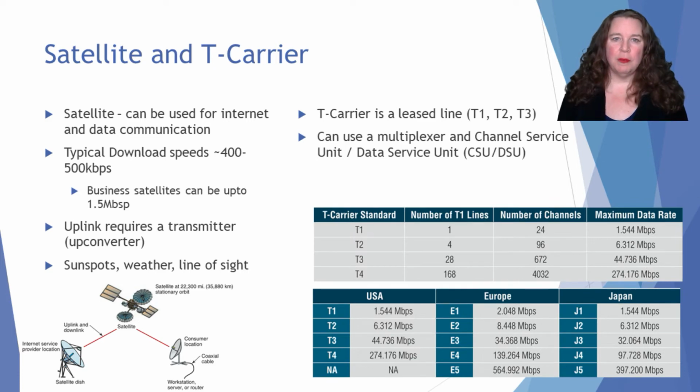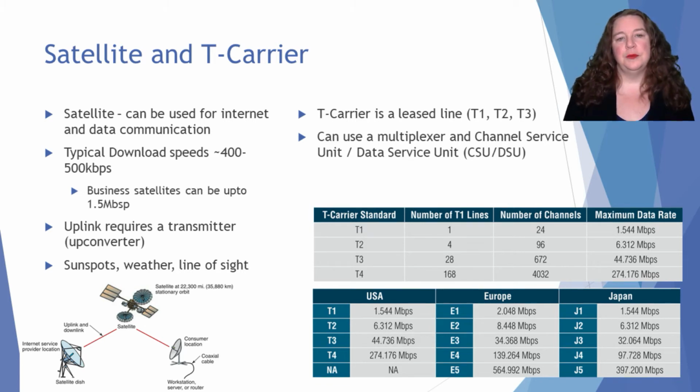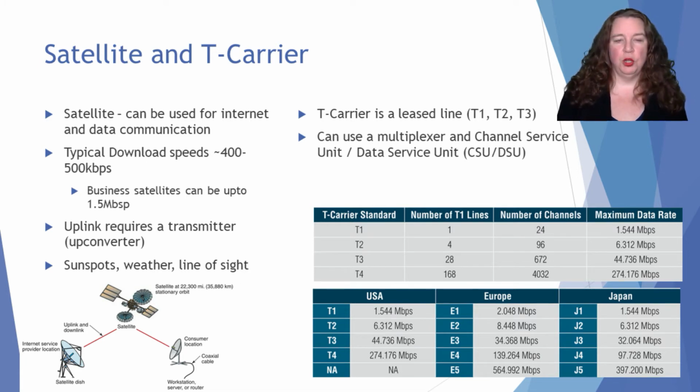The next two that we're going to talk about are satellite and T-carriers. So satellites, as we've discussed before, can also be used for internet or data communication. Typically, their download speeds are between 400 and 500 kilobits per second, but business satellites can go up to 1.5 megabits per second, same as your DSL. If you're going to do uplink, they require a radio transmitter, which makes sense. It's a satellite. We call those an up converter, and that's a term you're going to want to try to remember.